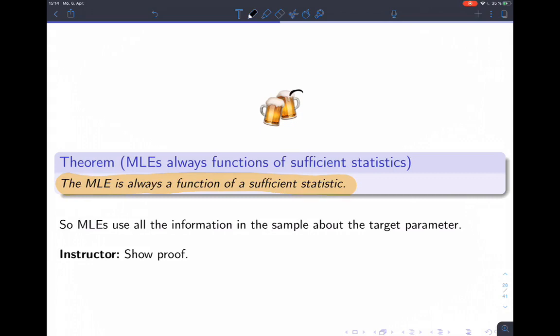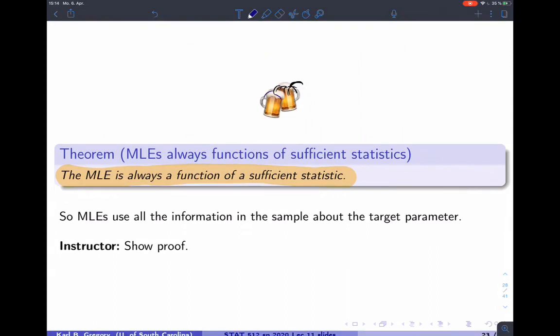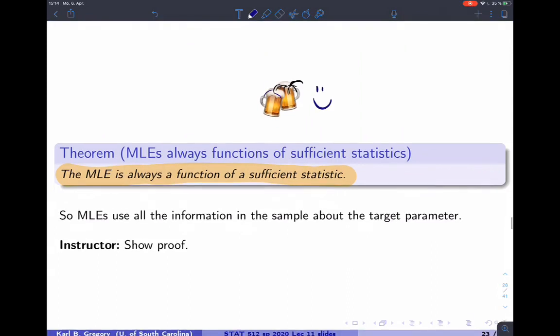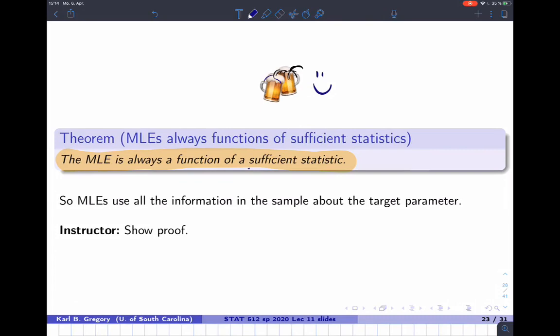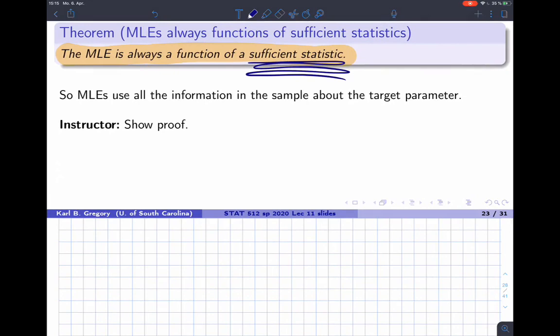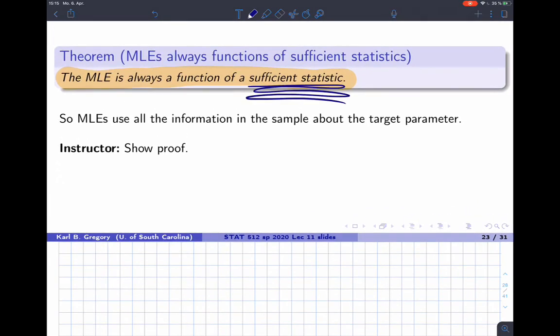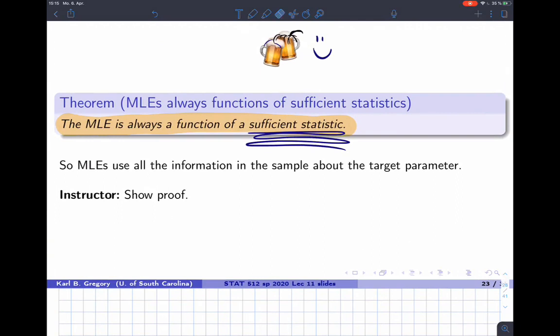So before, sufficiency reminded us of a full glass of beer, so that's why I put these here. So hooray, our maximum likelihood estimator is going to be based on a sufficient statistic always. So if we go through this recipe of writing down the likelihood function and then finding the parameter values which maximize it, we will come up with estimates which always will be based on sufficient statistics. The proof of this is actually quite simple, and it goes back to the definition of the likelihood function.